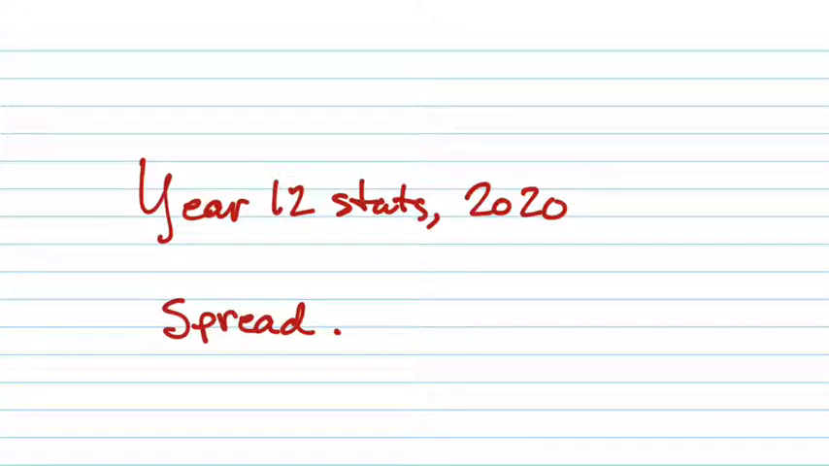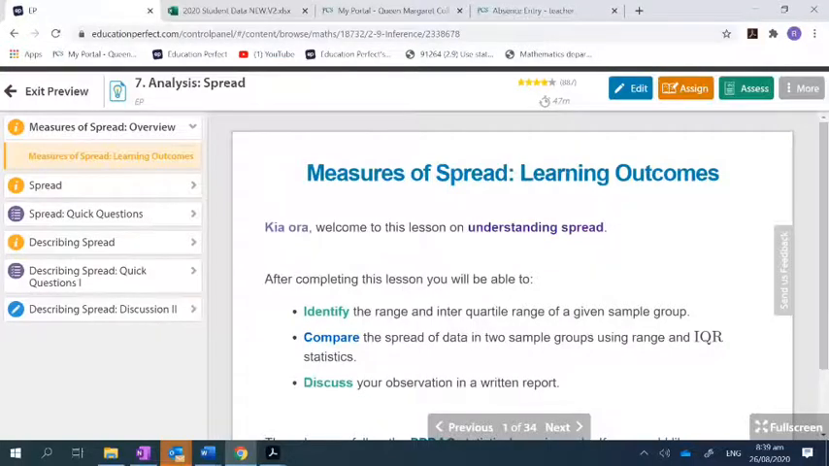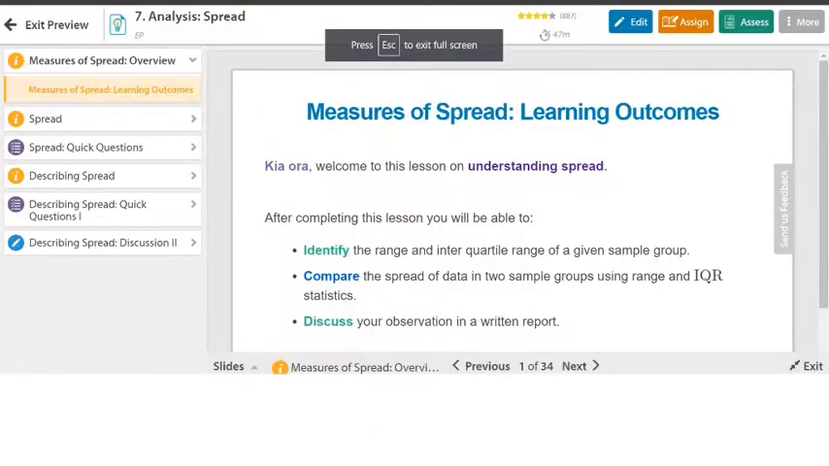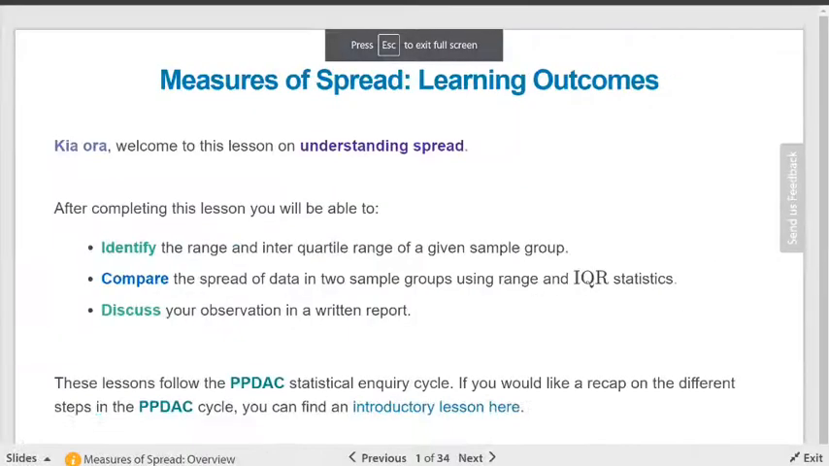Okay? Here we go. So let's look at measures of spread. We're going to identify the range and interquartile range of a given sample. We've talked about that word before. Does anybody remember what range means? If we're talking about the range of a set of data, it's simply the maximum minus the minimum, right?